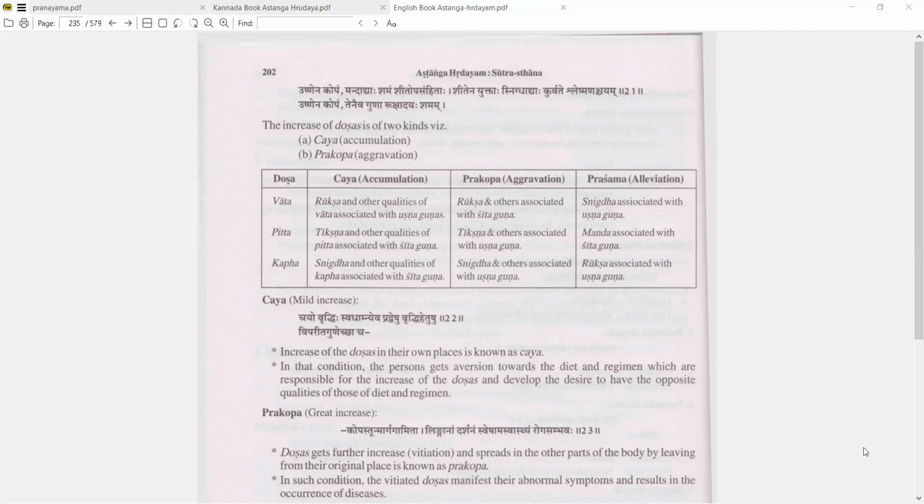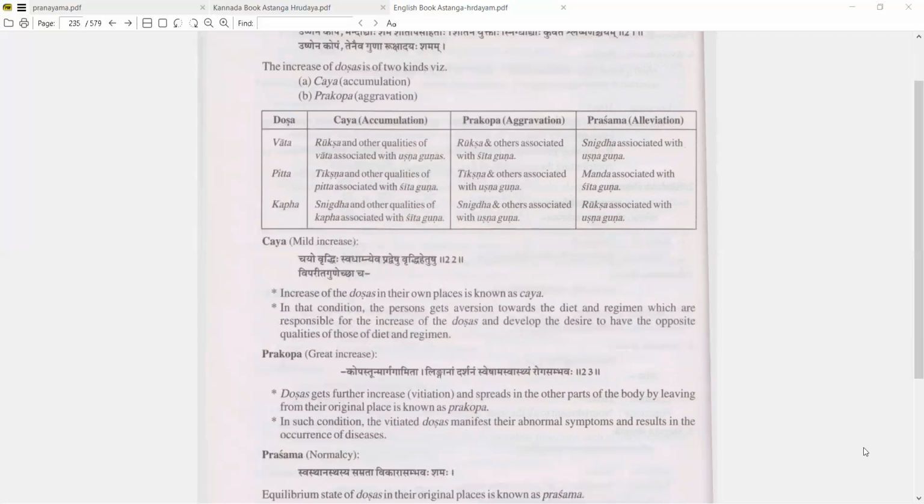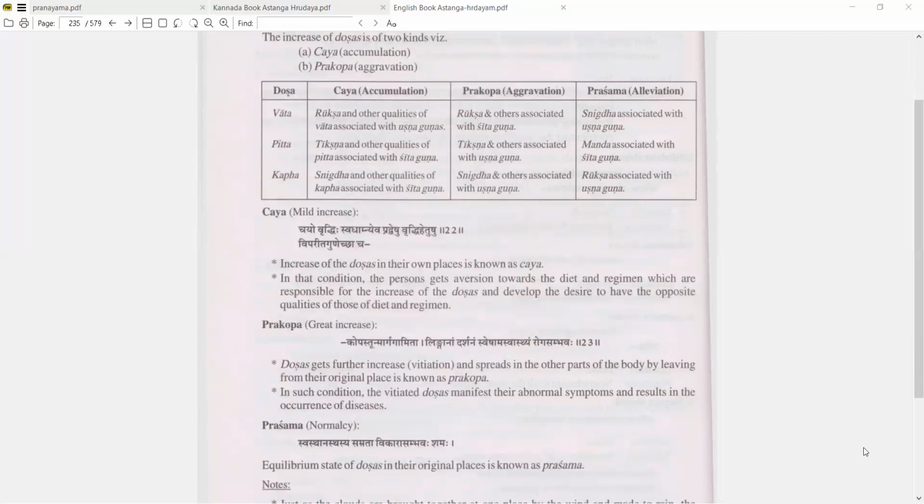Chaya, mild increase. Increase of the dosha in their own places is known as chaya. In that condition, the person gets aversion towards the diet and regime which are responsible for increase of doshas and develops the desire to have the opposite quality of those of diet and regimen.